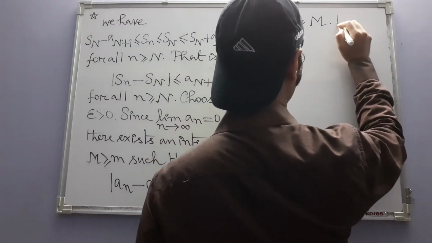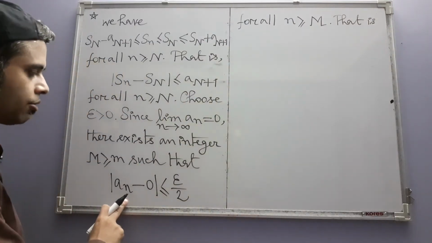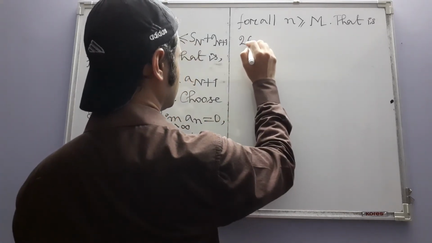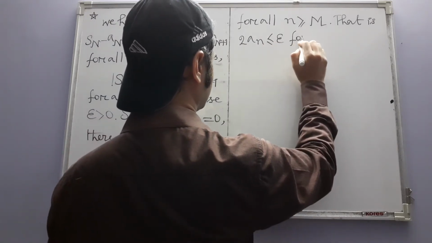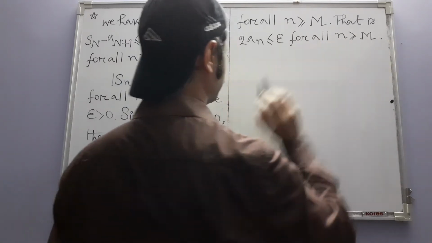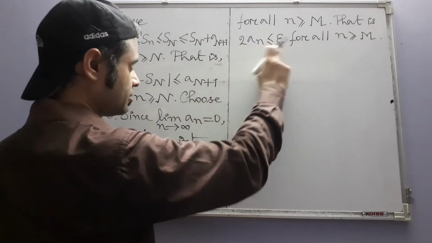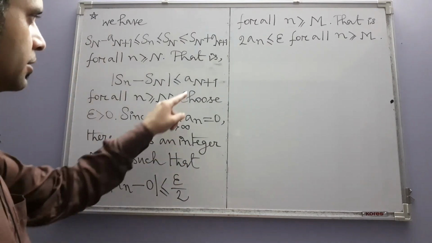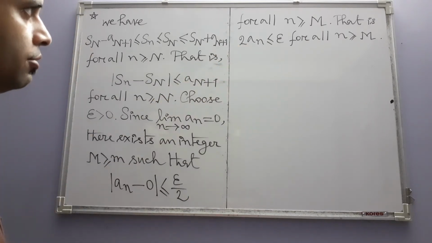That is, because our a_n's are all non-negative real numbers, we get this: 2a_n is less than or equal to epsilon for all n greater than or equal to M. Now looking at these inequalities and these inequalities, you can clearly see that we can combine them because of this intermediate a_n terms, and that's what we are next going to do.